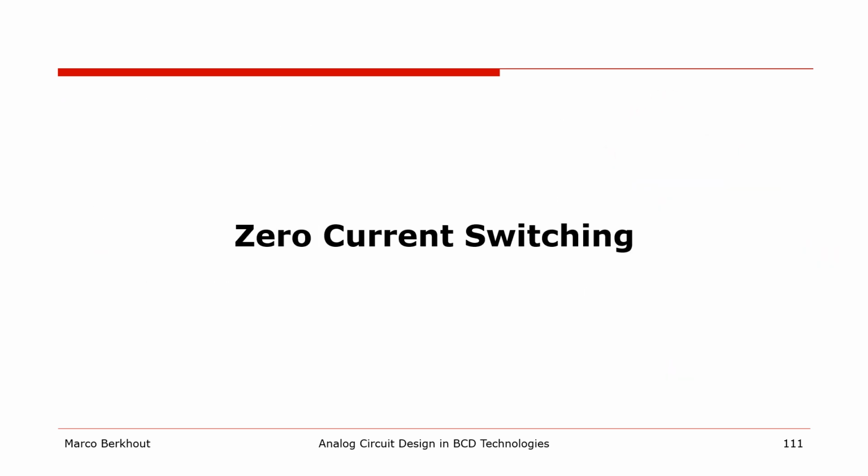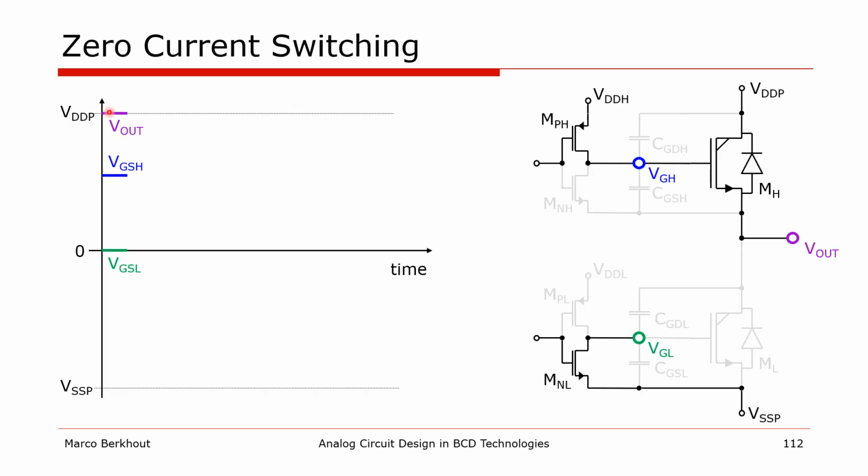First, let's explore what happens during a falling edge output transition when there is no output current. Shown in the graph are the output voltage and the gate source voltages of the high side and low side power FETs. We start with the high side turned on, with the gate pulled up to VDDH by the PMOS in the high side gate driver. The output is at the positive supply and the low side is turned off with the gate shorted to the source by the NMOS in the low side gate driver.